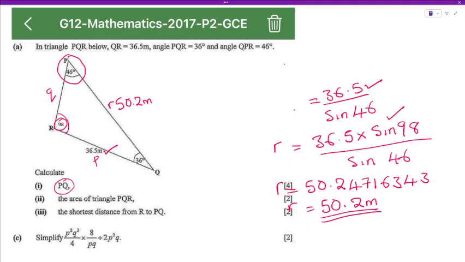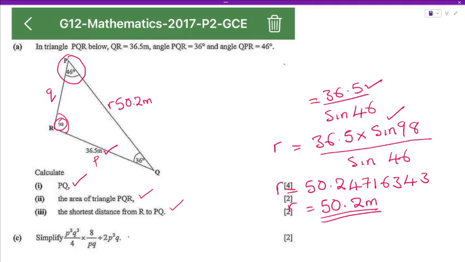Okay, since there's no question, we now proceed to the next one. I'm sure those of you who attended last session, you are now able to identify the pattern. They'll ask you to find either the side or the angle. Then the next question, find the area of the triangle. The next question, find the shortest distance. This is the format they'll be using for all your questions. This is the format they have been using for all the past exam papers. Find either a side or an angle, followed by the area of the triangle, and then the shortest distance.